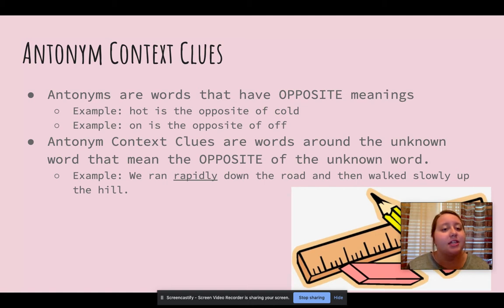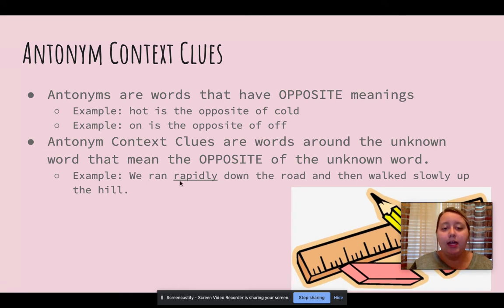Good job. Another example would be sit and stand. Okay, they are opposites of one another. They are antonyms. So sometimes the author uses antonym context clues, and that's when the words around the unknown word mean the opposite of our unfamiliar word.